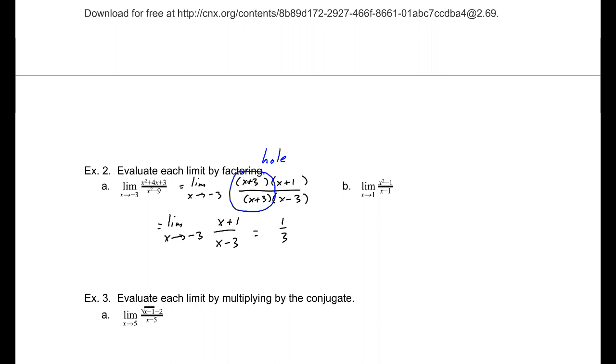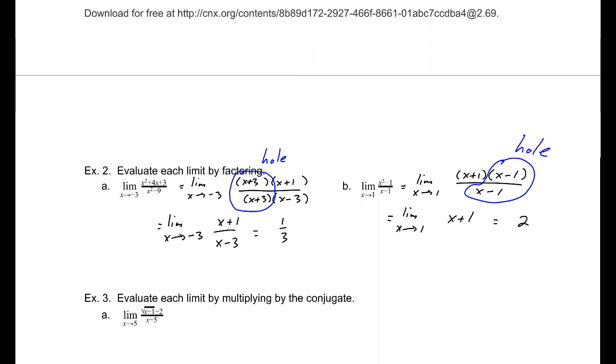All right, let's work the same trick over here. Because if you evaluate at 1, it's actually a 0 divided by 0, so that really does not work. So that will be x plus 1, x minus 1 over x minus 1. That reduces down. Again, we have a hole in our graph. As x approaches 1 of x plus 1, which will be a limit of 2. Again, that tells us we have a hole.